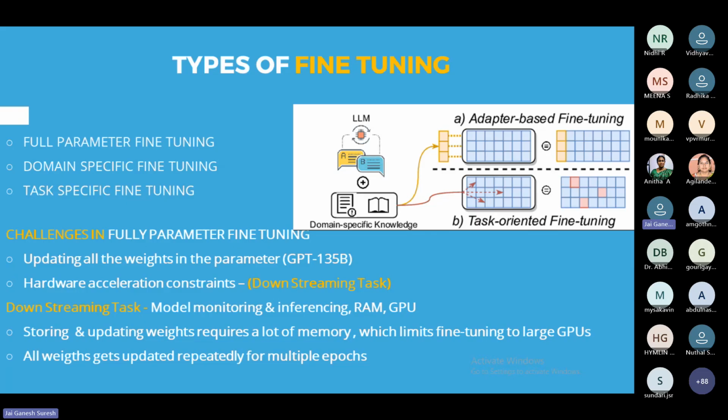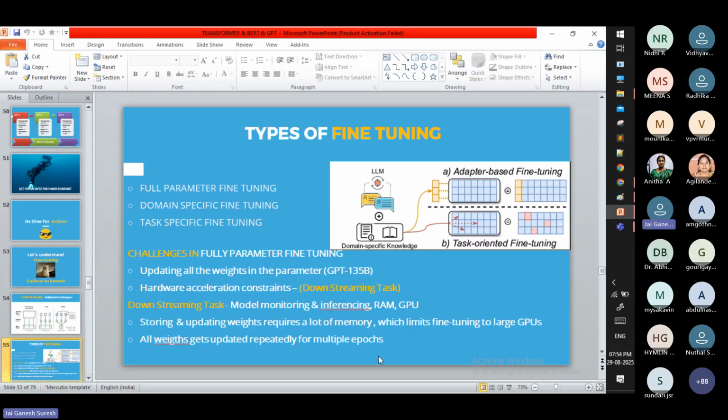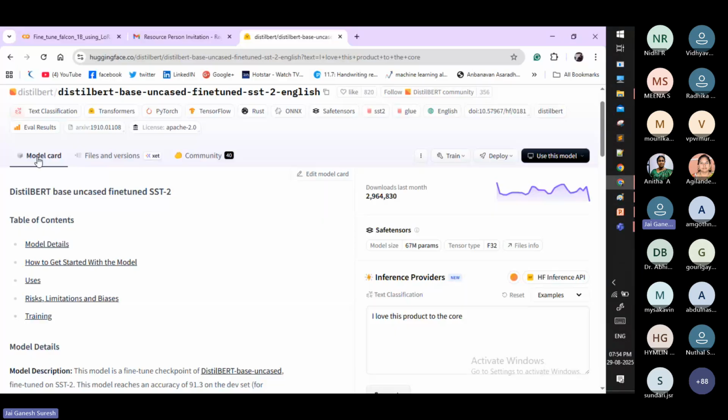In a task itself, we have three different tasks. One is instruction fine tuning, another one is chain of thought fine tuning, and the third one is multitask fine tuning. So what do these three topics mean? I can show you with the Hugging Face model here.